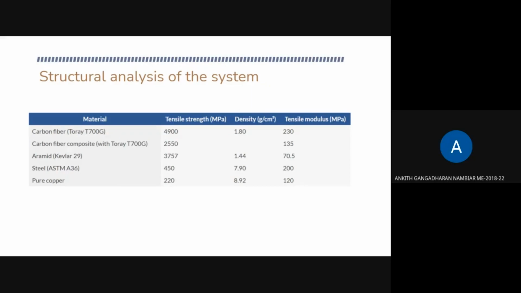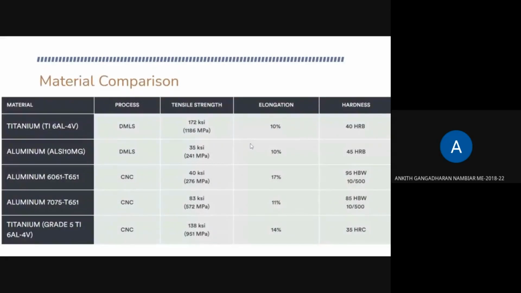So these are the materials generally used in making an F1 car. But when it comes to the rear wing, titanium is preferred. Although titanium is two-thirds heavier than aluminum, titanium is used due to its great tensile strength. You can see the tensile strength of titanium is 1186 megapascal, whereas aluminum has only 241.